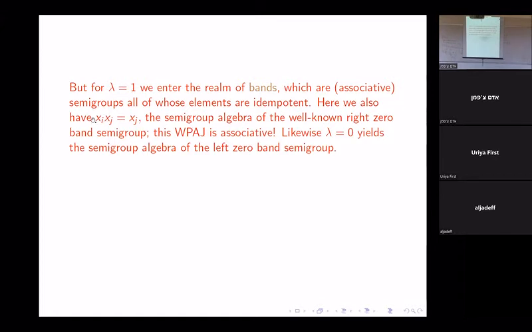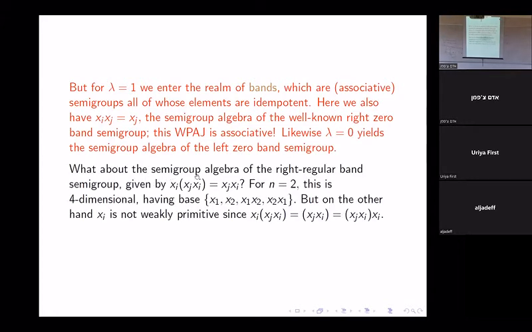If we forget about lambda plus delta, you lose the fusion rules. This algebra does not satisfy the fusion rules. In fact, it's associative, right? It's a semigroup algebra. It's associative. Okay. What about the right regular band that Guy talked about?